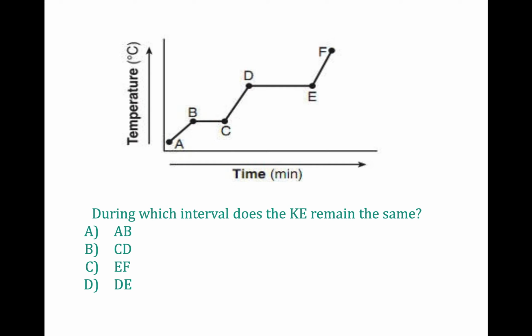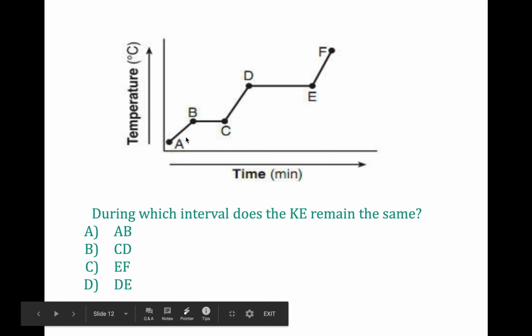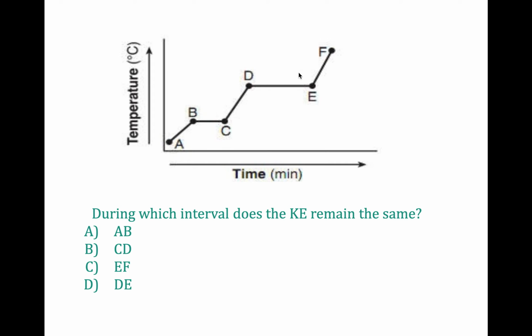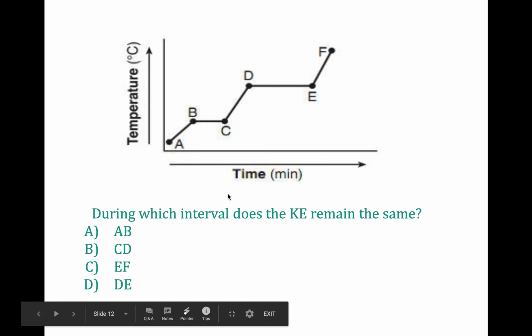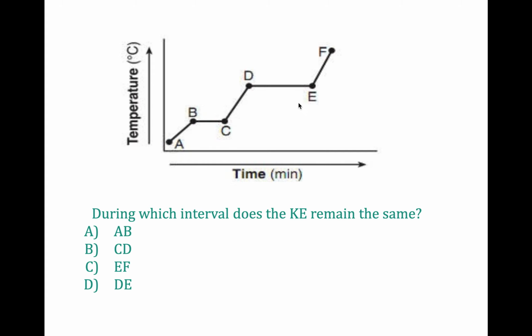Our next question: during which interval does kinetic energy remain the same? Is it A to B, C to D, E to F, or D to E? So basically, during A to B, C to D, and E to F, our temperature is changing. Hence, our kinetic energy is also changing. The only interval within our answer choices that shows us kinetic energy remaining the same is when the temperature is also not changing, which is going to be D to E in our answer choices. And also C to D, but that's not in the choices.